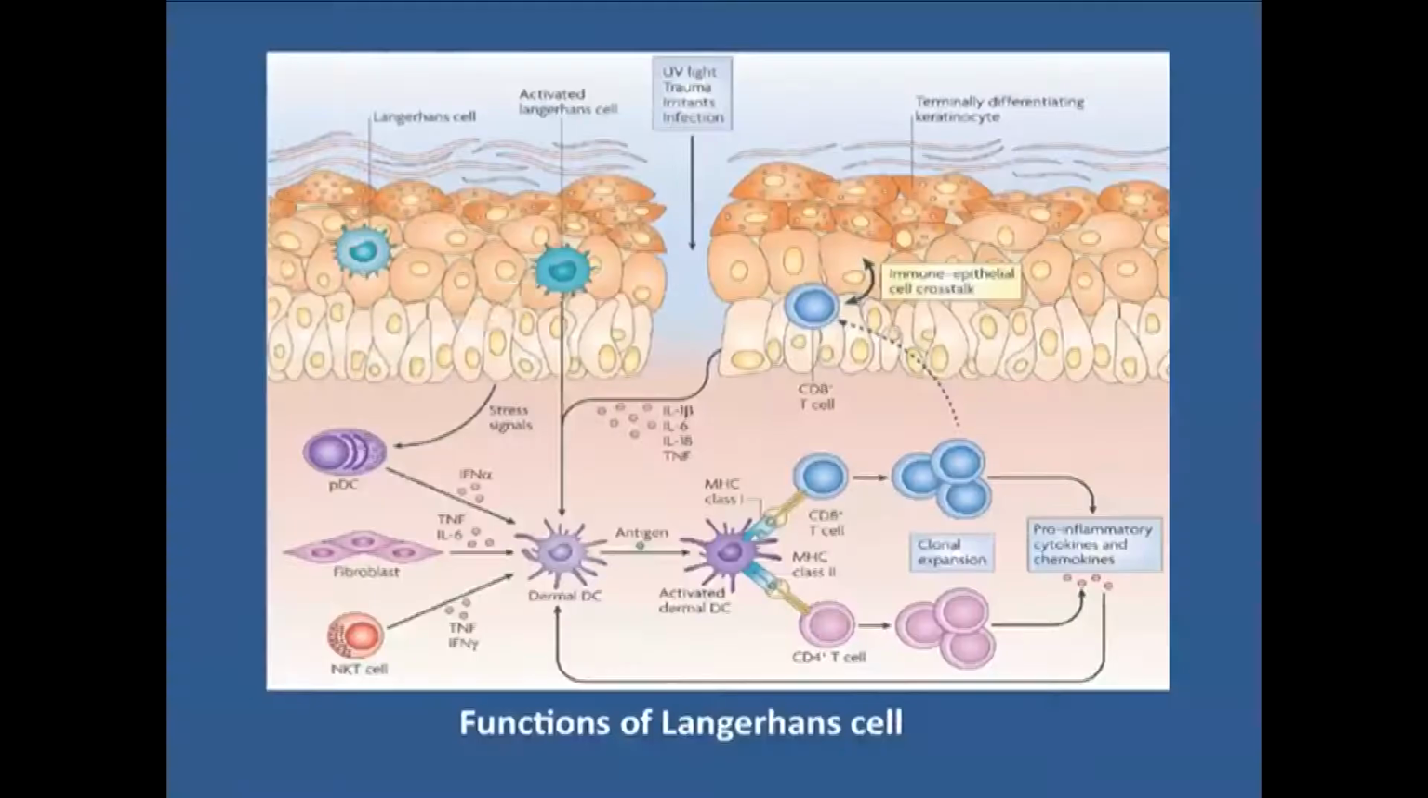And they have small Birbeck granules, and are mostly present in the stratum spinosum. Now what do they do? This is the location of the Langerhans cell, which gets activated. They get activated due to natural stimuli, due to UV rays and different things, and as they get activated, they move inward into the dermal layer, and from there they present the antigen on MHC 1 or 2 and ultimately bind with the T cell.